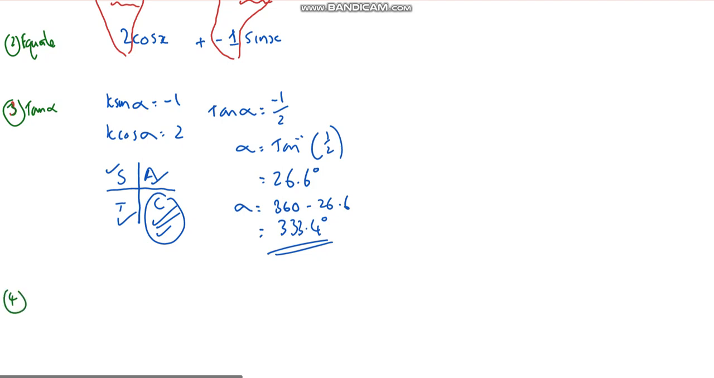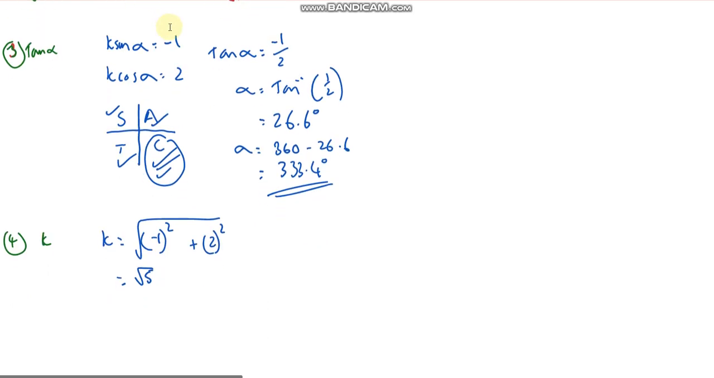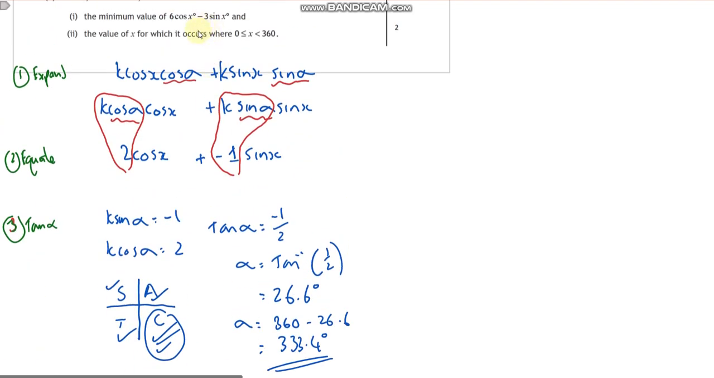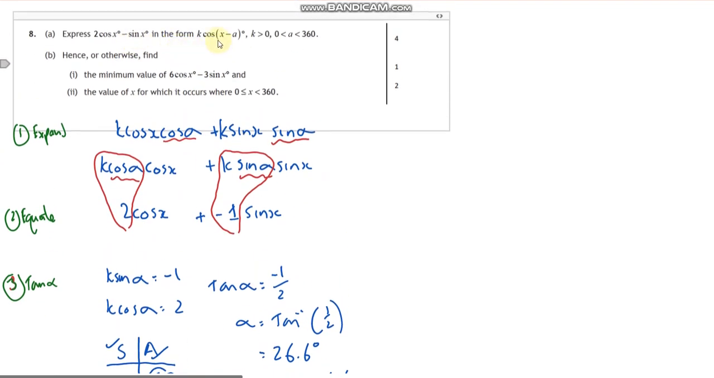Okay. And for 4 we're going to work out the k. So I'm going to say that k is equal to the square root of negative 1 squared plus 2 squared. No, I put that in a bracket. There we go. So that's root 5. And then just to finish off, I'm going to write down my wave function. So there's your 5 steps. Not tremendously difficult. It's root 5, and we said it was a cos take away.